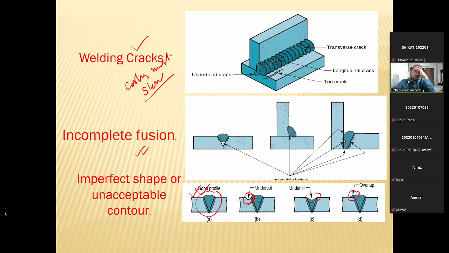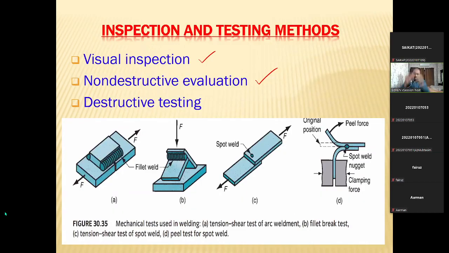So how do we inspect? Visual inspection. In most cases, visual inspection is sufficient for testing the body. But in some cases where we need the accurate strength, we go for non-destructive evaluation. In non-destructive evaluation, we generally use X-ray or sound propagation. Destructive testing means we shall cut, make a slide, and use a microscope to show the inside structure of the weldment.